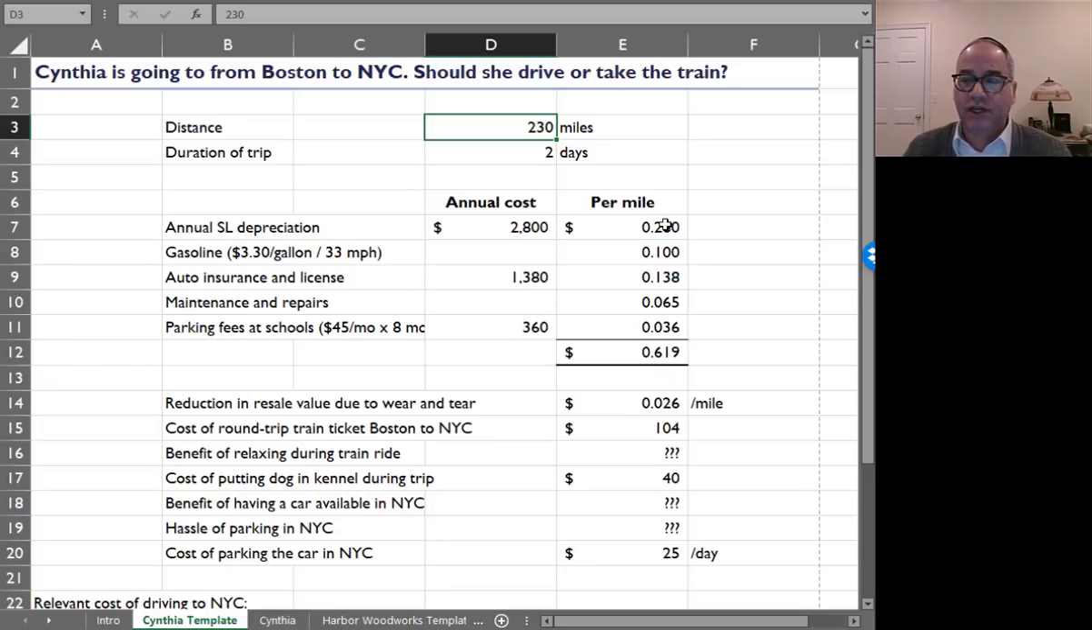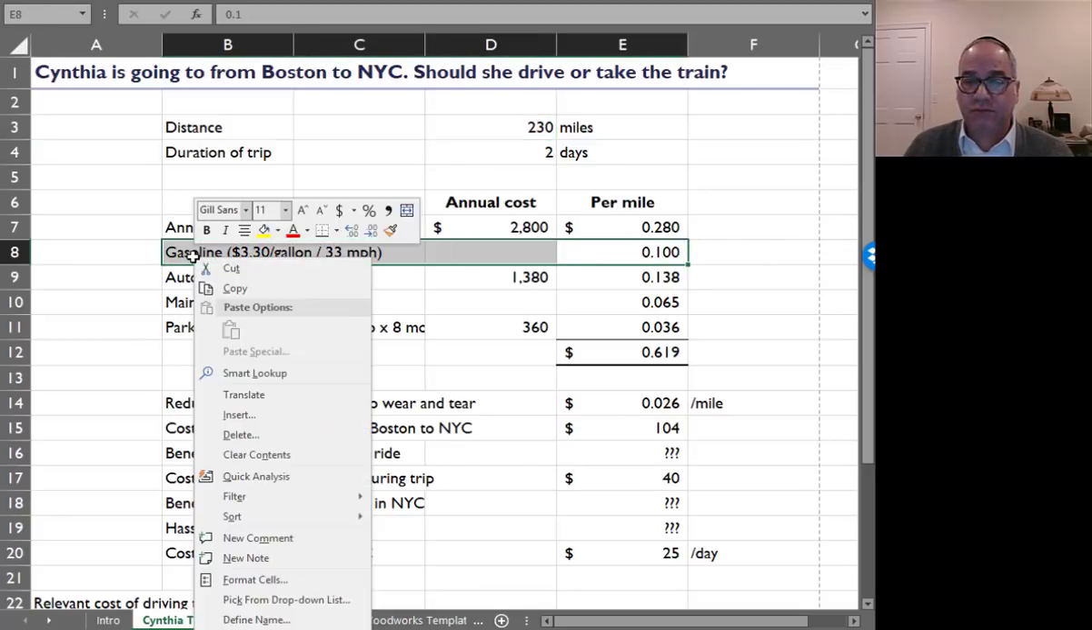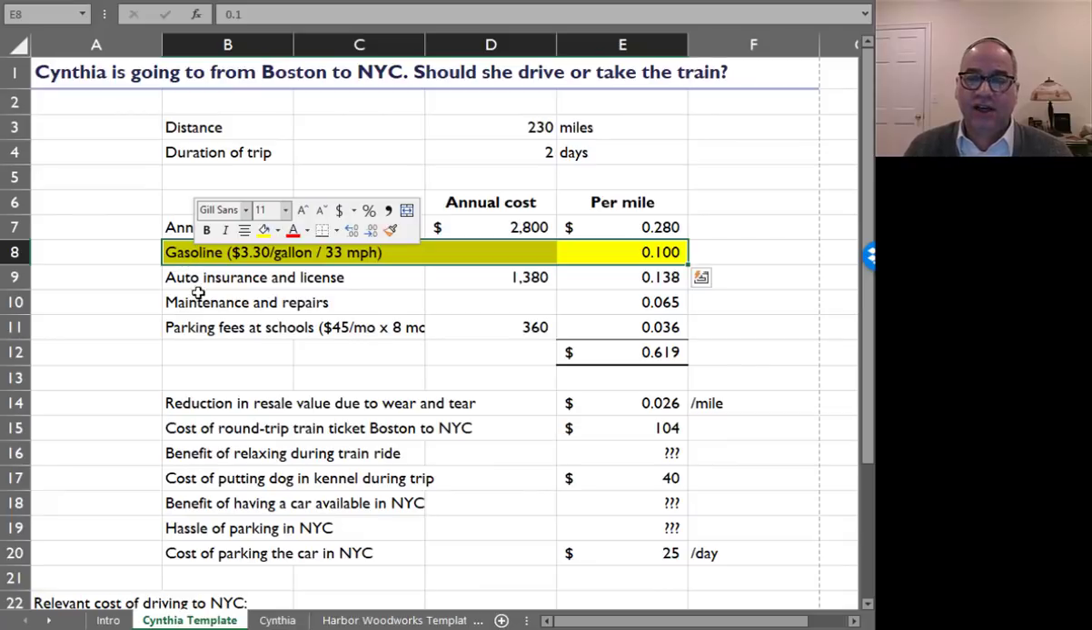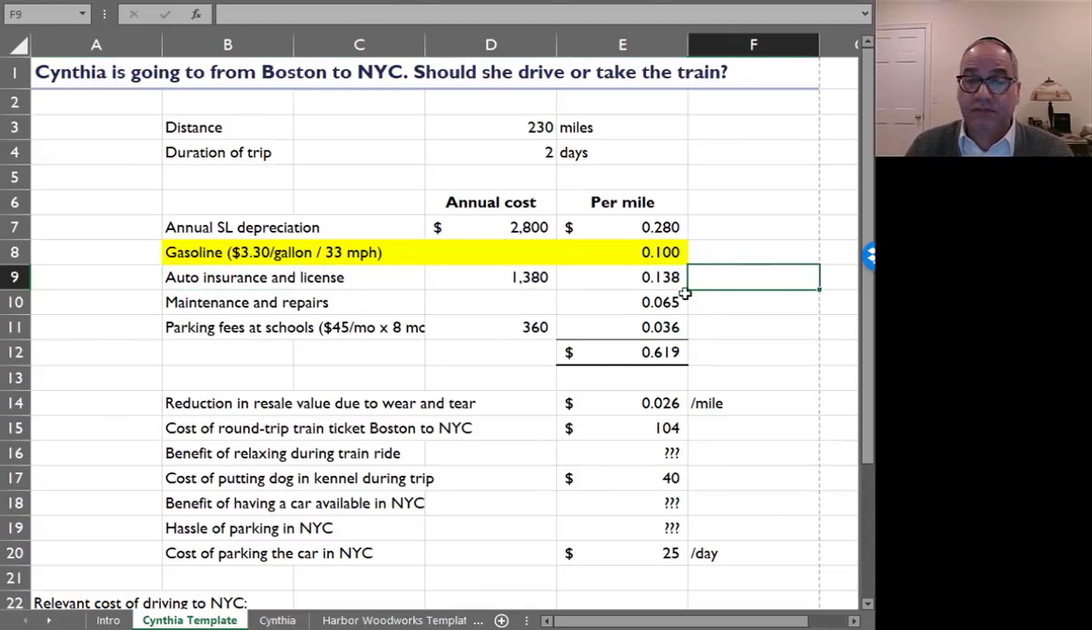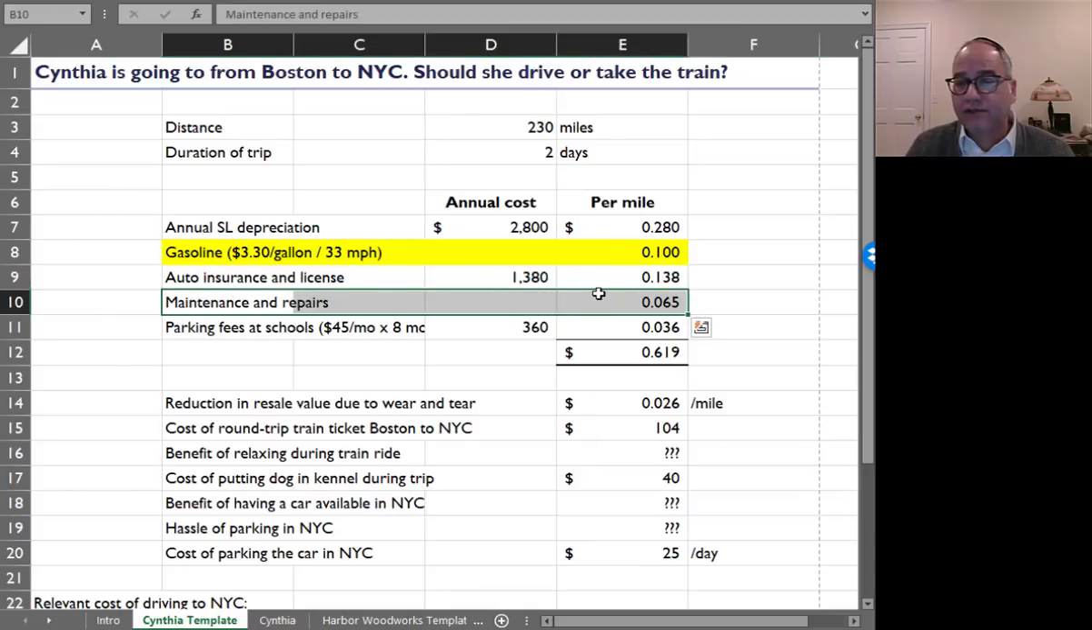Annual straight line depreciation is not relevant, because it's not going to change. She has a car and it costs a certain amount of money. The car depreciates, I guess. Gasoline is relevant because the more you drive, the more gasoline you use. If she drives to New York, she's going to use more gasoline than if she doesn't. Auto insurance and license is not relevant because she still has to pay it. It's fixed.